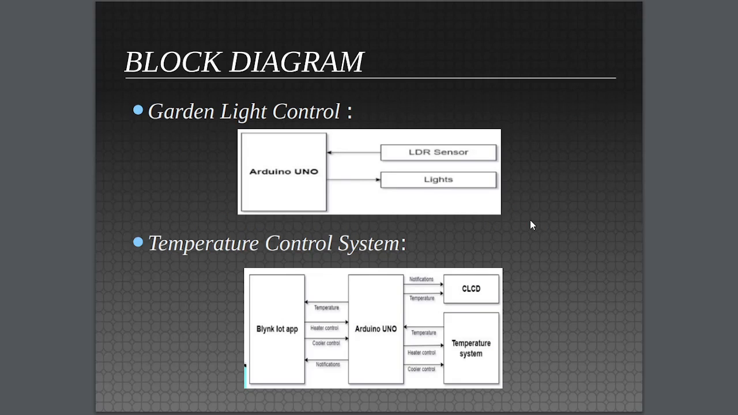Now let's see the block diagram. This is the block diagram of garden light control. In this garden light control, Arduino UNO is serially connected with LDR sensors and lights. Next, temperature control system. In this temperature control system block diagram, Blink IoT app, Arduino UNO, LCD and temperature sensor are connected in a serial way, such that we are able to do a specific task using this block diagram. This will be used in connecting the systems or writing the code in a good manner.